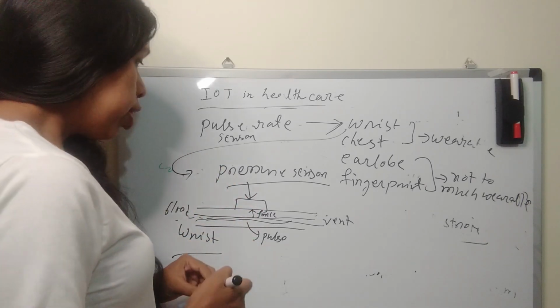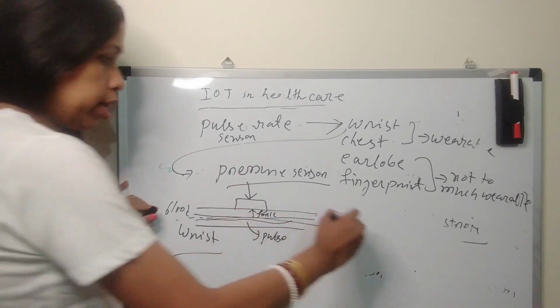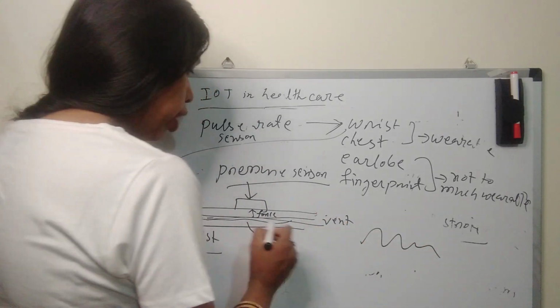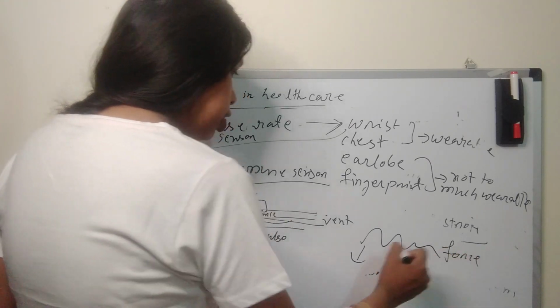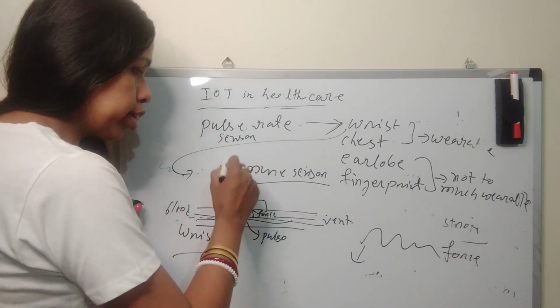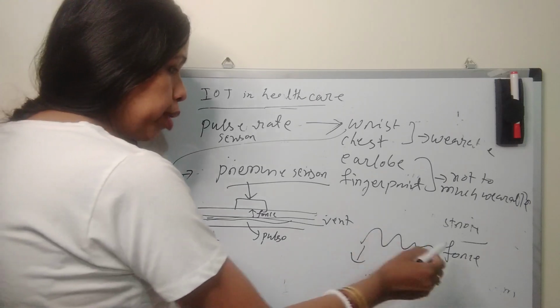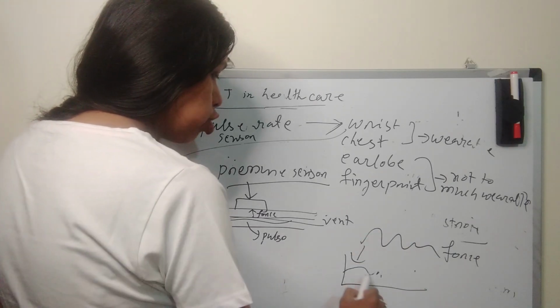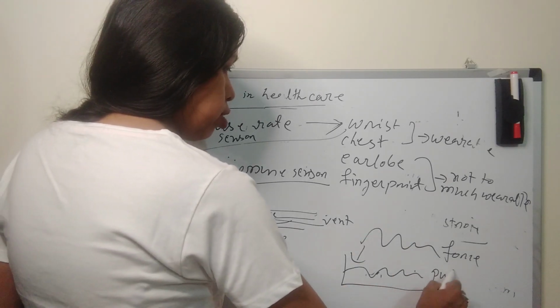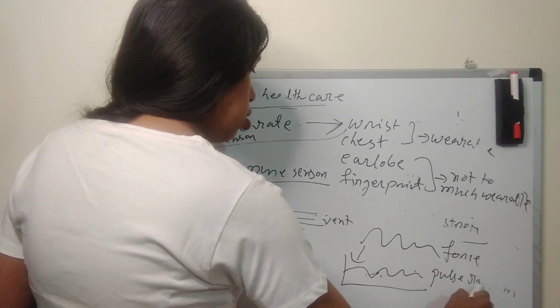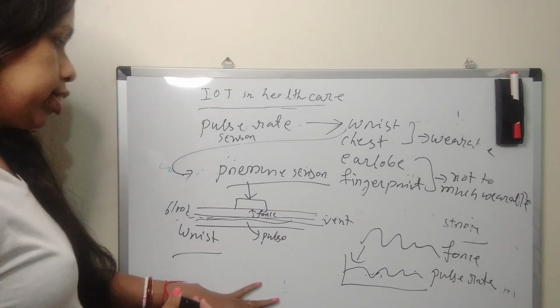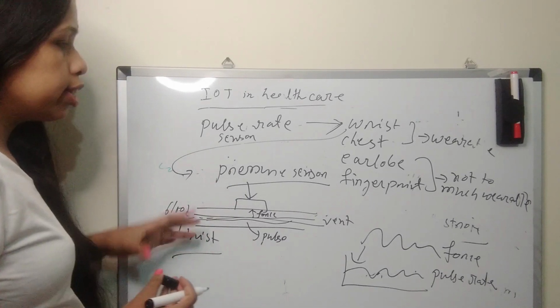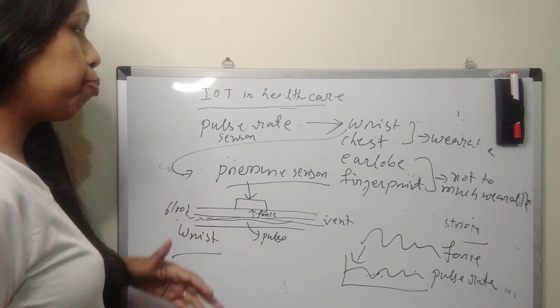So whatever variation there is in the force, this is the force graph, this variation in the force will be detected by the pressure sensor. From the variation in the force, you will get a variation of the pulse rate. In this way you can design a pressure sensor for measuring the pulse rate variation.